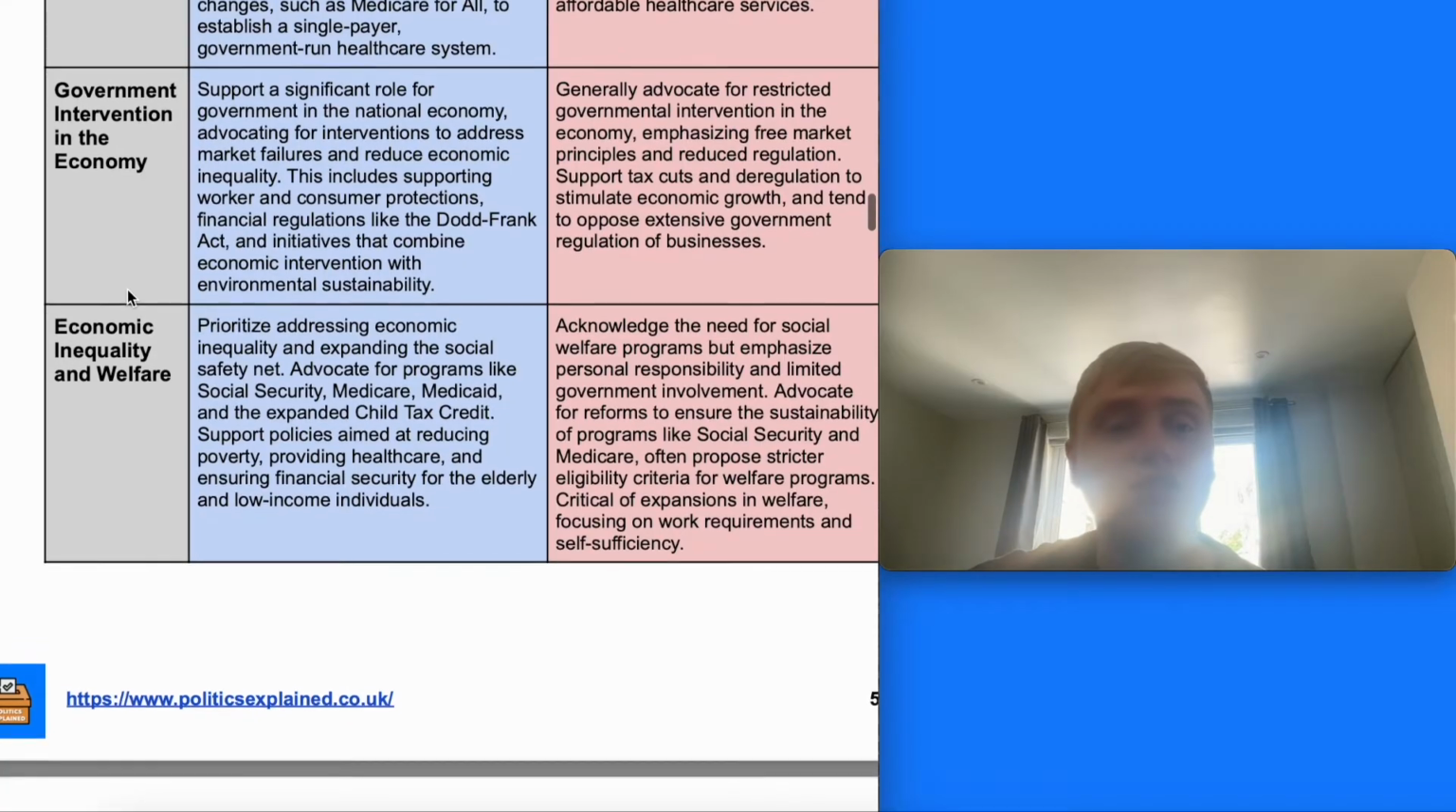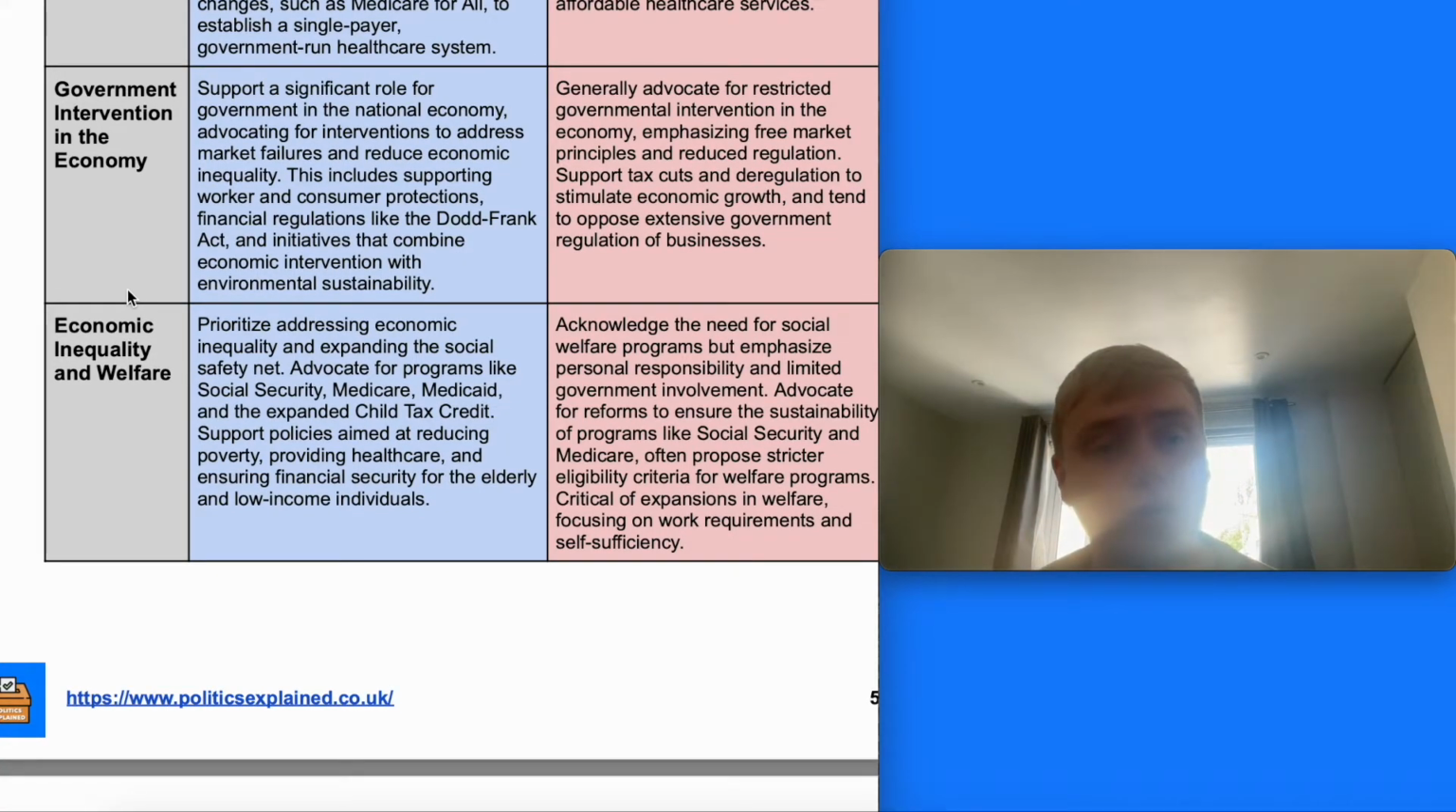In terms of government intervention in the economy, the Democrats support a significant role for the government in the economy, advocating for interventions to address market failures and reduce economic inequality. At least, well, I say significant, definitely much more significant than Republicans, who advocate for restricted government intervention, emphasizing the importance of free market capitalism and free market principles in driving economic growth. This can be seen in their support for the Tax Cuts and Jobs Act, and also support for deregulation under Trump.